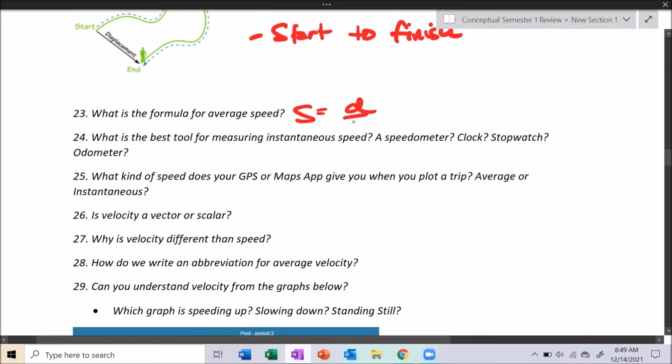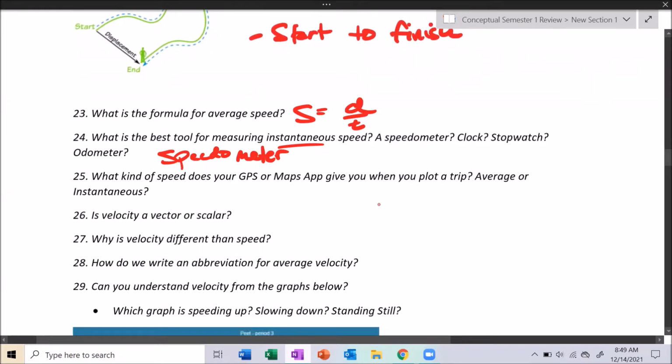You do have some formulas on here for average speed. Speed is distance over time. Speed is a scalar. It doesn't need displacement. And you should be able to manipulate that formula too. So distance would be speed times time, for example.